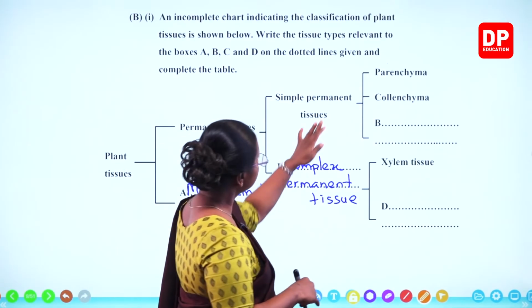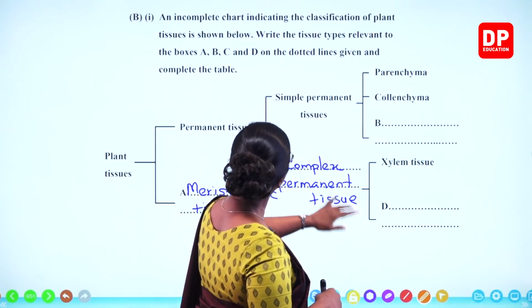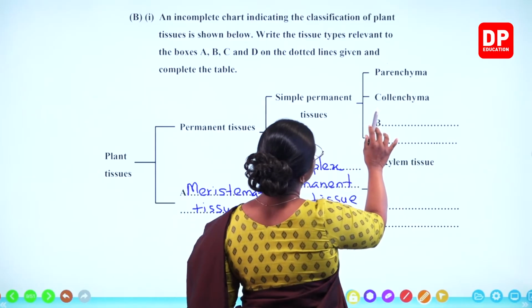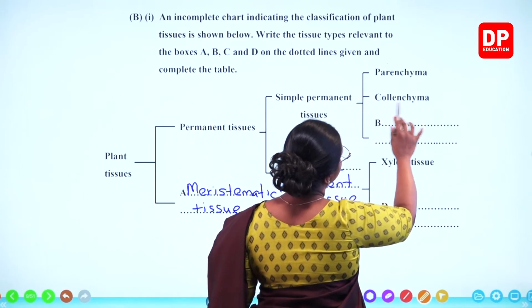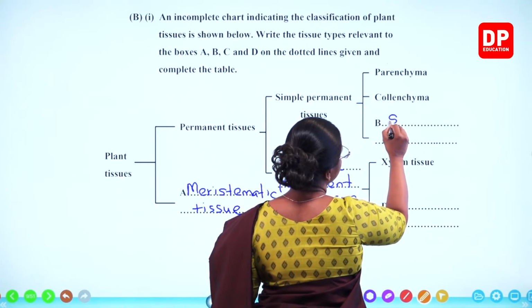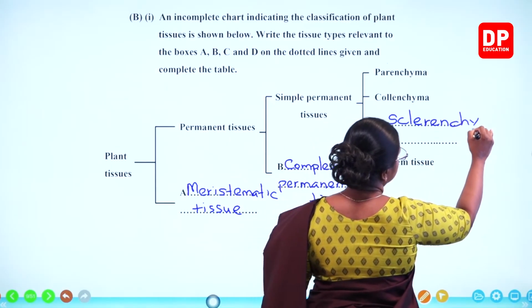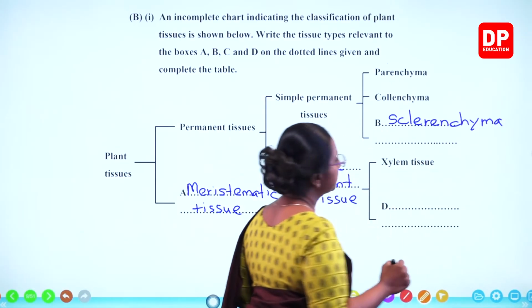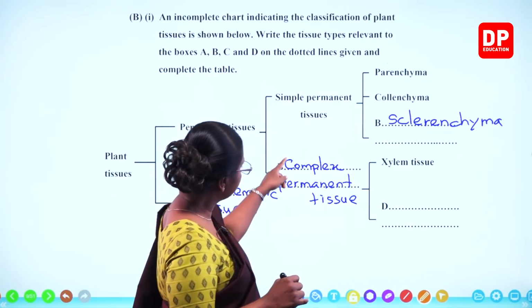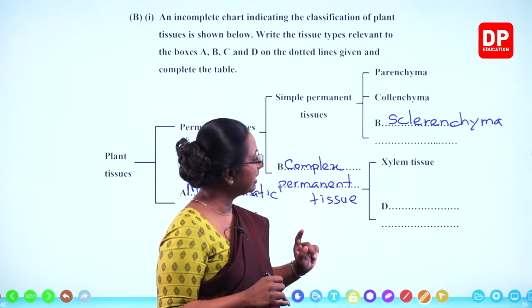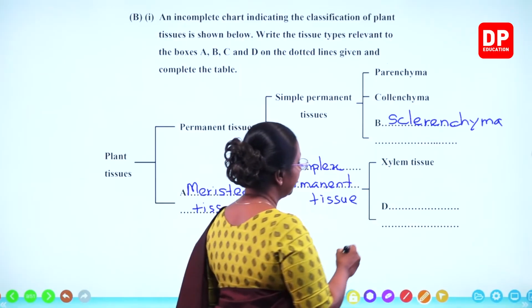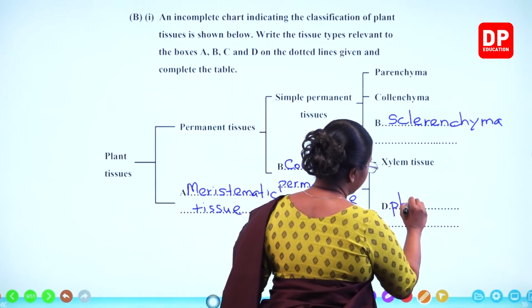So, to answer these questions, fill up the rest. Simple permanent tissue has been divided into parenchyma, collenchyma. Like I told you all, this should be sclerenchyma. The three types of simple permanent tissue. Then complex permanent tissue is divided as xylem tissue and phloem tissue.